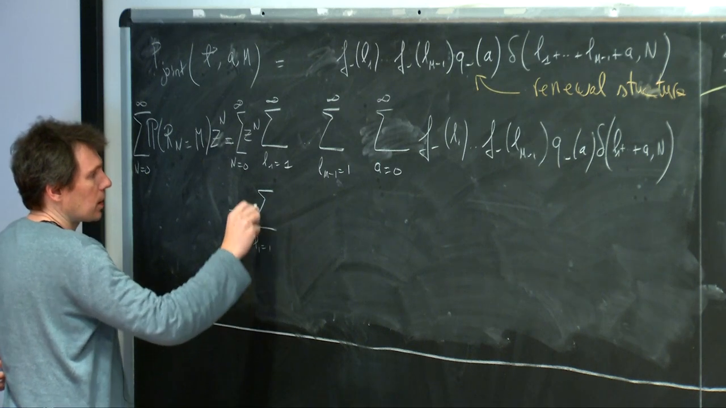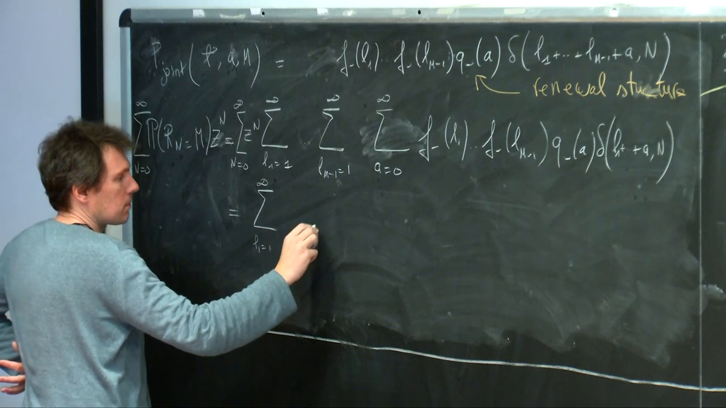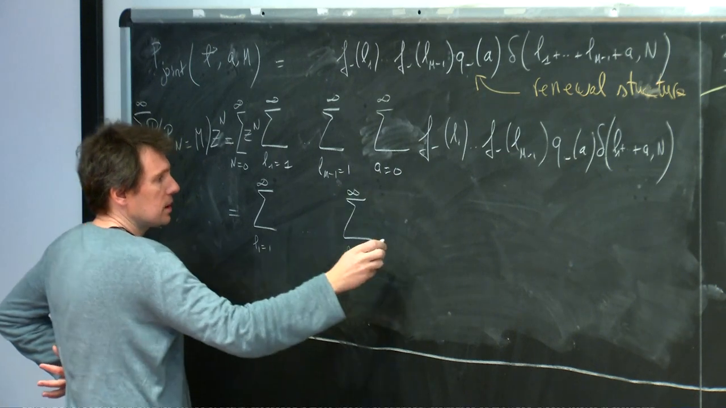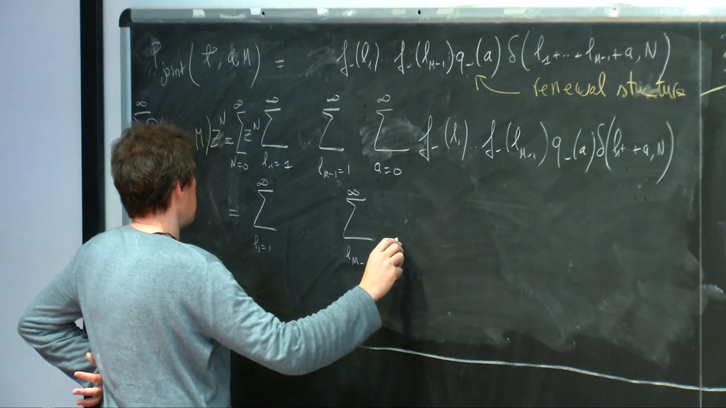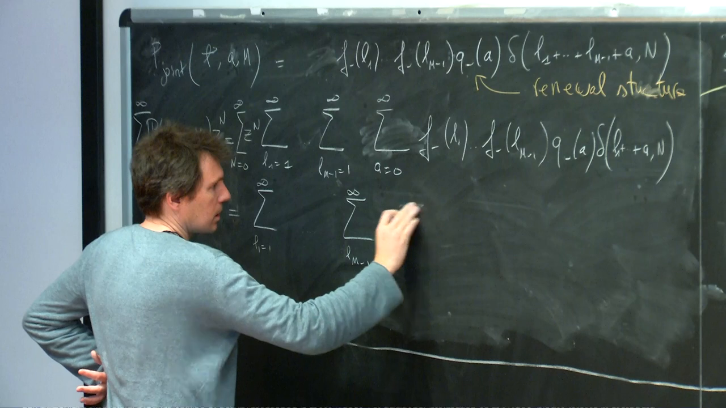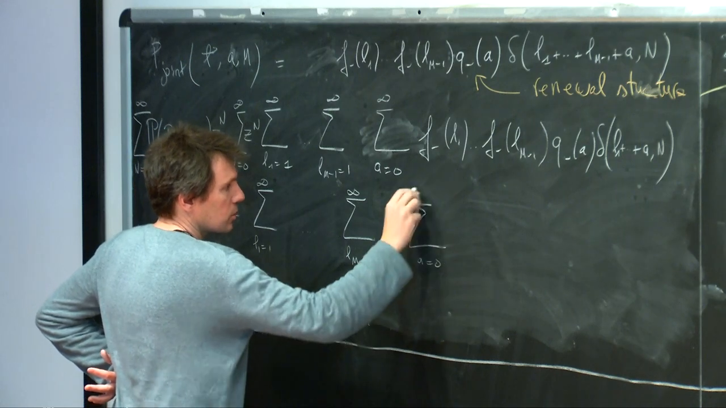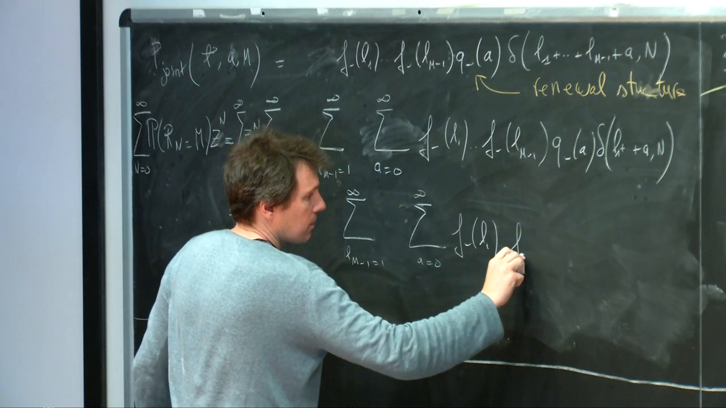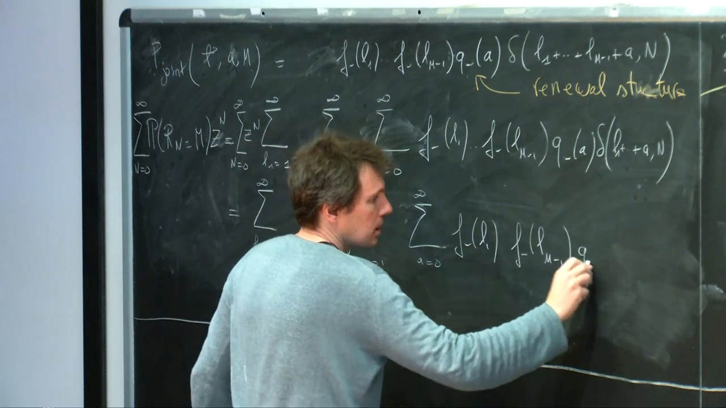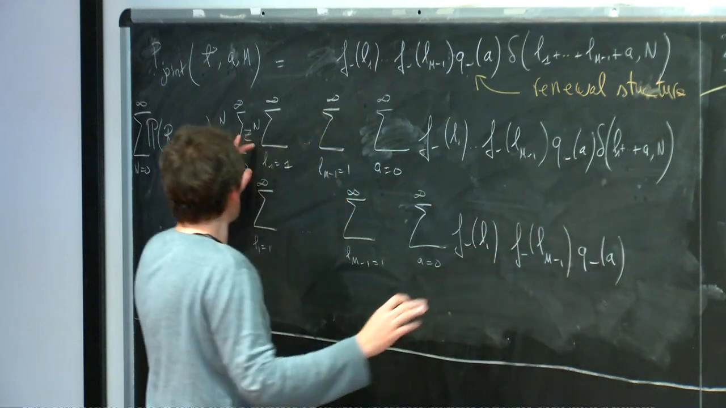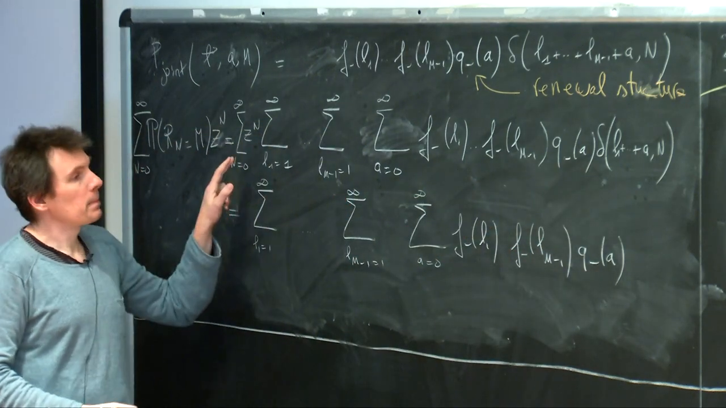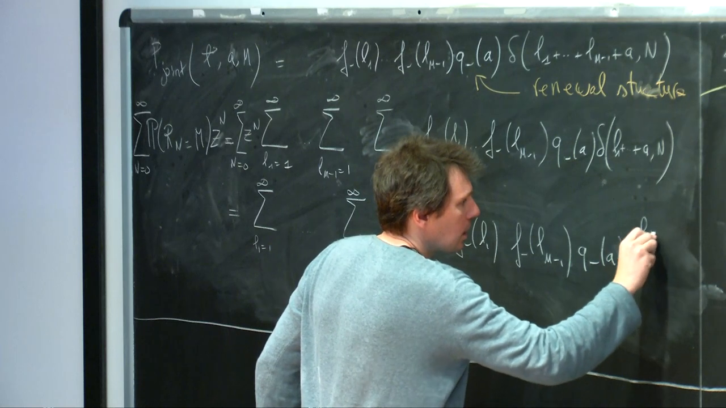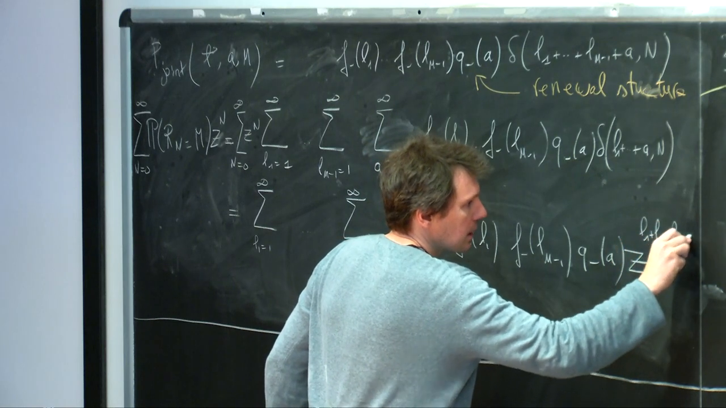So I have a sum over L1, then a sum over L m minus 1, which starts from 1 to infinity. And then still a sum over A from 0 to infinity. And then I have this F minus L1, F minus L m minus 1, Q minus A. But then, z to the n times the delta function and sum over n, the only possible values it selects are precisely the n which are equal to L1 plus L2 plus L m minus 1 plus A.